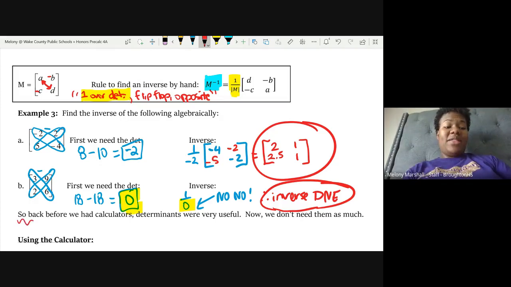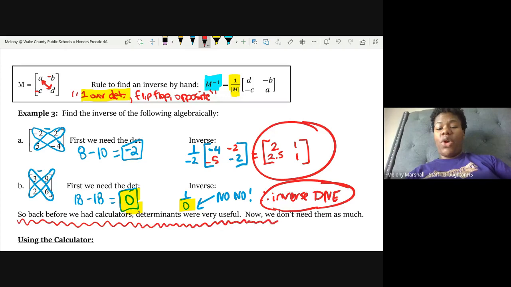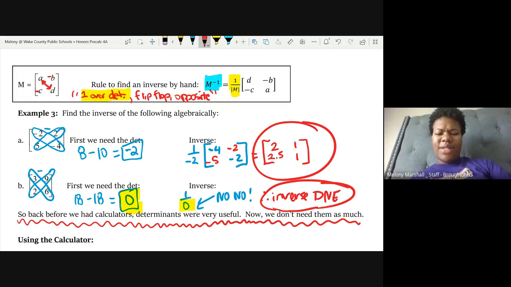So, as the next line says, back in the day, before we had calculators, determinants were very helpful. Why? Because depending on what the determinant was, if it was something other than 0, there would be an inverse. If it was 0, there would be no inverse. So that's as useful as it was. It really wasn't that useful either, but now we have calculators, so we don't have to do any of this by hand unless it's on the calculator inactive section of your SAT or ACT.